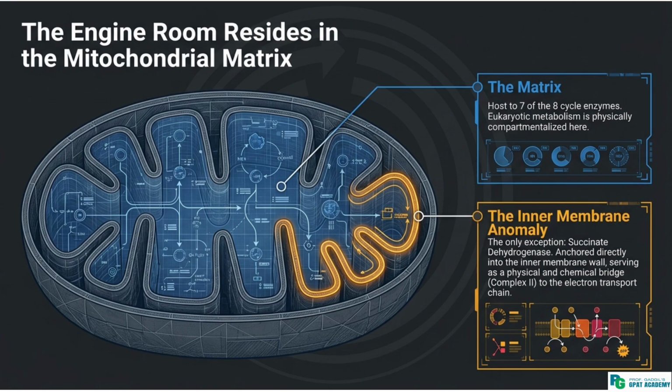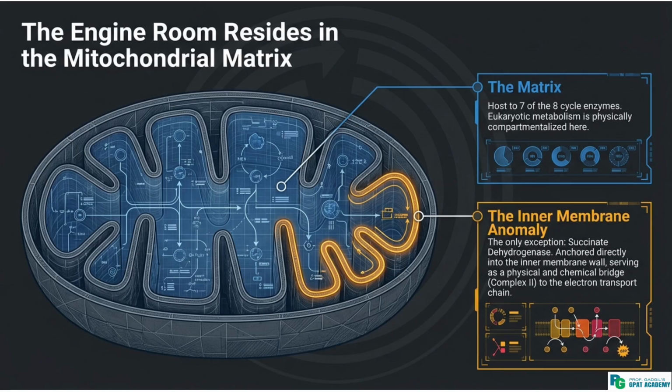Where does this happen? In eukaryotic cells, all the enzymes of the Krebs cycle reside in the mitochondrial matrix, the gel-like space inside the inner membrane of the mitochondrion. The only exception is succinate dehydrogenase, which is embedded in the inner mitochondrial membrane itself, serving as a direct link to the electron transport chain.